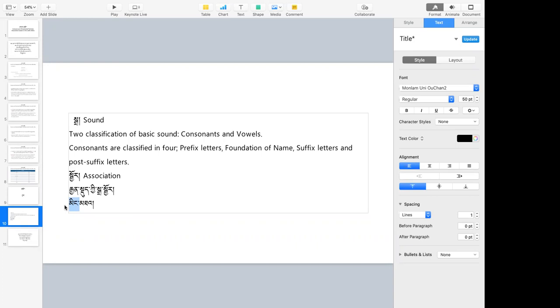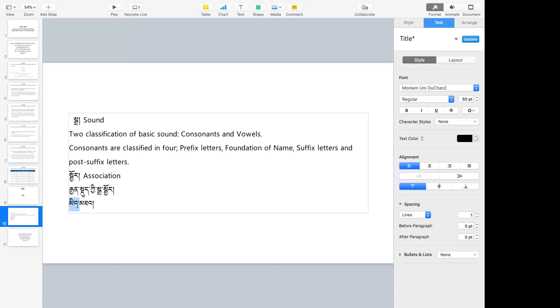Now the prefix, the suffix, the crown letter, the footer letter, and the post suffix are all things which are added to the foundation of name, depending on the spelling. So it's not something that's mandatory, but there are combinations which include all of that. But the foundation of name is mandatory, compulsory, without which there is no existence of terms or name. Therefore, it's called foundation of name, and it's called Mingshi.